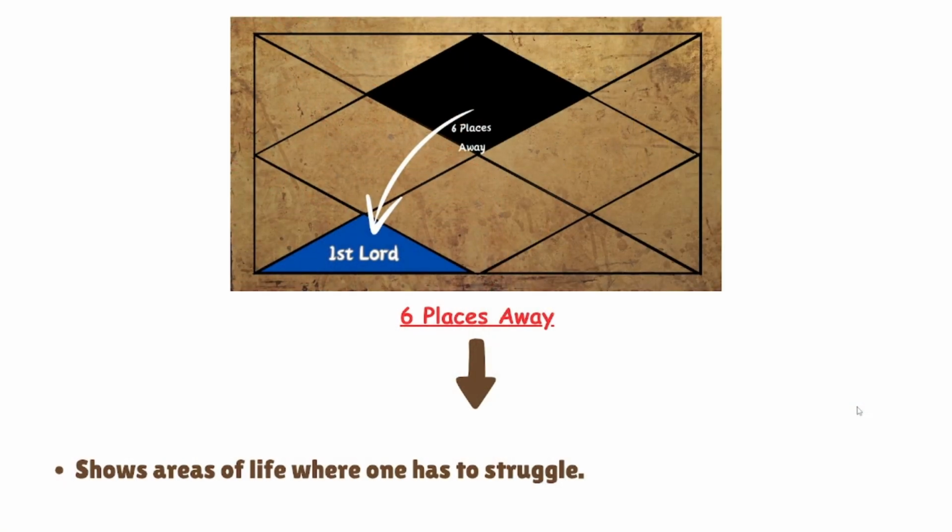Now the first lord is going 6 places away and sitting in the 6th house. 6 places away always shows areas of life where one has to struggle, where one will face obstacles, where one will have to defeat enemies and competitors to win in that area. It also shows dealing with shatrus, diseases, loans, and pending debt. All of these things are seen when any lord goes 6 places away from itself.